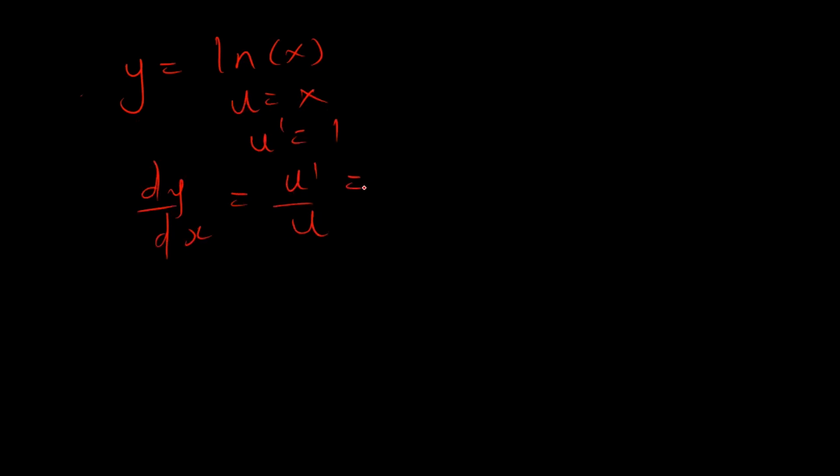Let's say we have y equals natural log of x. We have to find dy over dx. So our u is what? x, right? Now our u prime is what? 1. So dy over dx is going to be u prime over what? u prime is 1, all over u, which is x. So 1 over x becomes our answer. That's why the derivative of ln x is always 1 over x. Okay, let's solve another example.